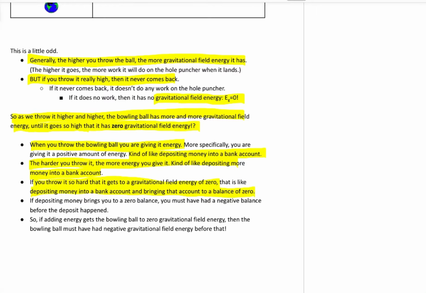If depositing money brings you to a zero balance, that means up until that point, you must have had a negative balance. So here's what's weird about gravitational potential or gravitational field energy. Gravitational field energy is going to be negative. There are going to be a bunch of negative numbers, and you can increase and increase and increase and get more and more energy, which really what it means is less and less negative until you get to the zero energy amount.